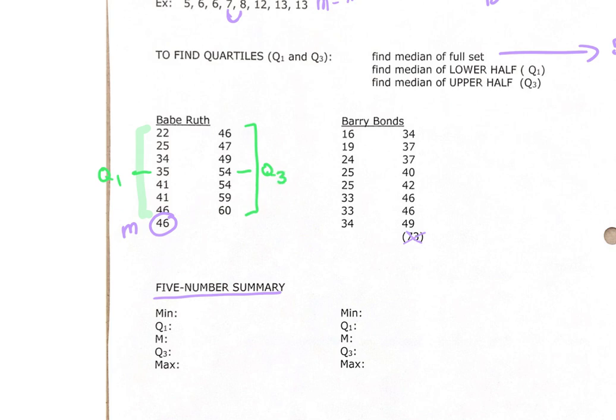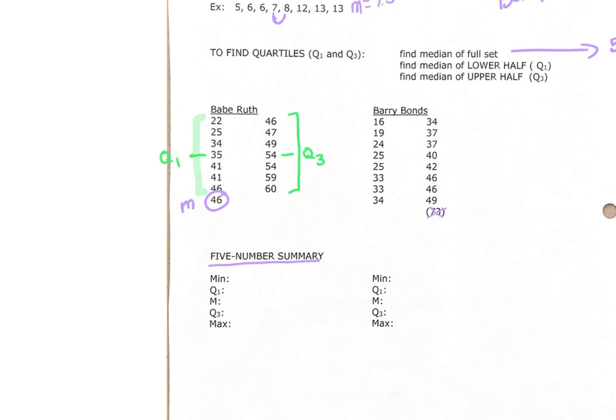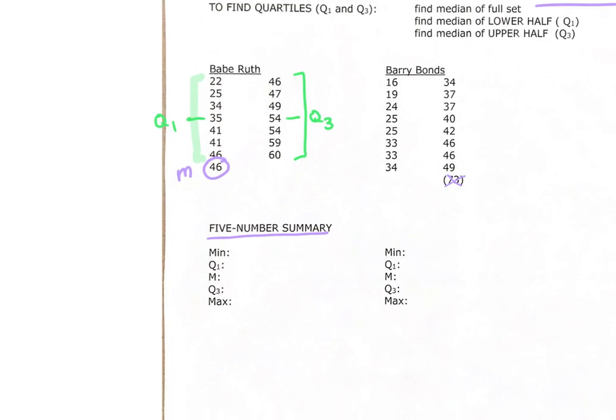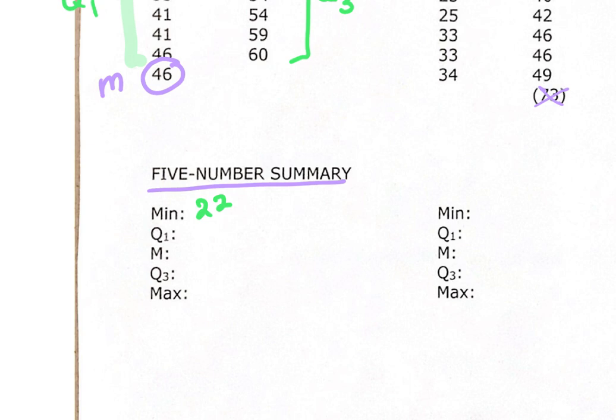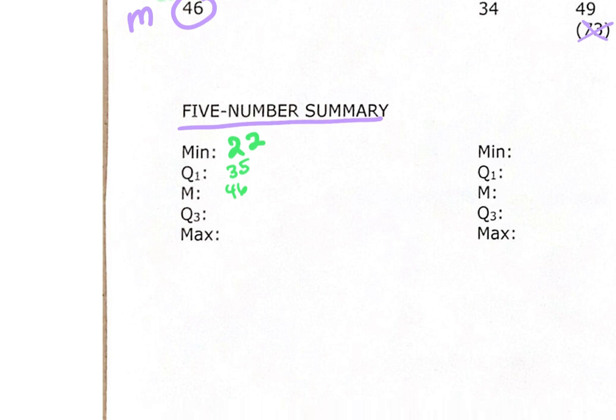Okay, so this is data for Babe Ruth. Our minimum value is 22. Quartile 1 is 35. Our median is 46. Quartile 3 was what, 54? And our max is 60.